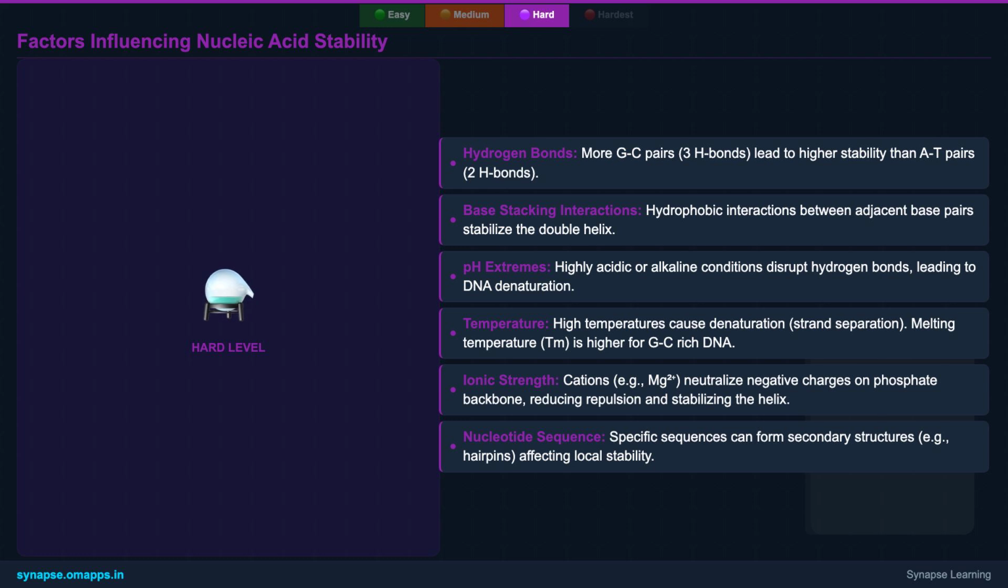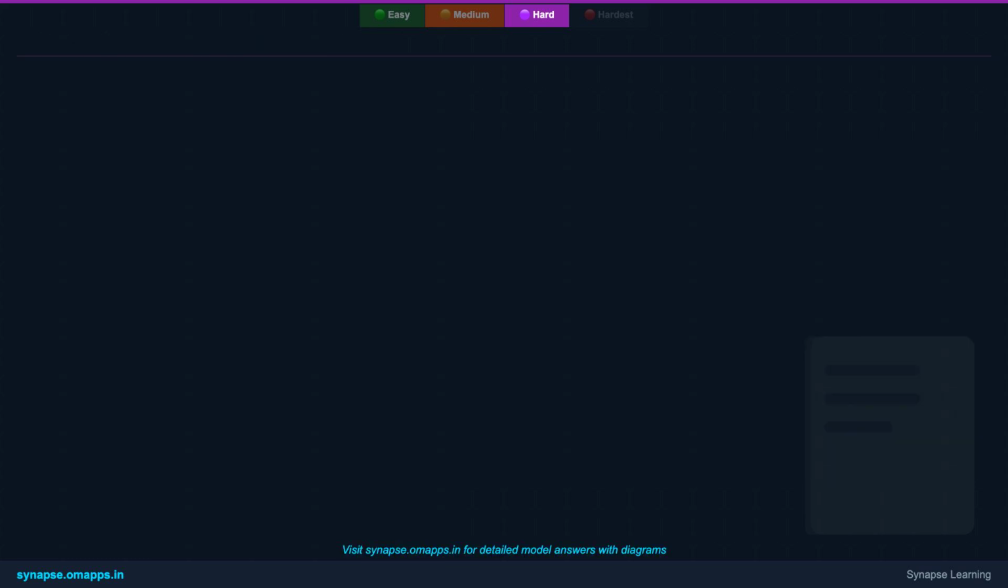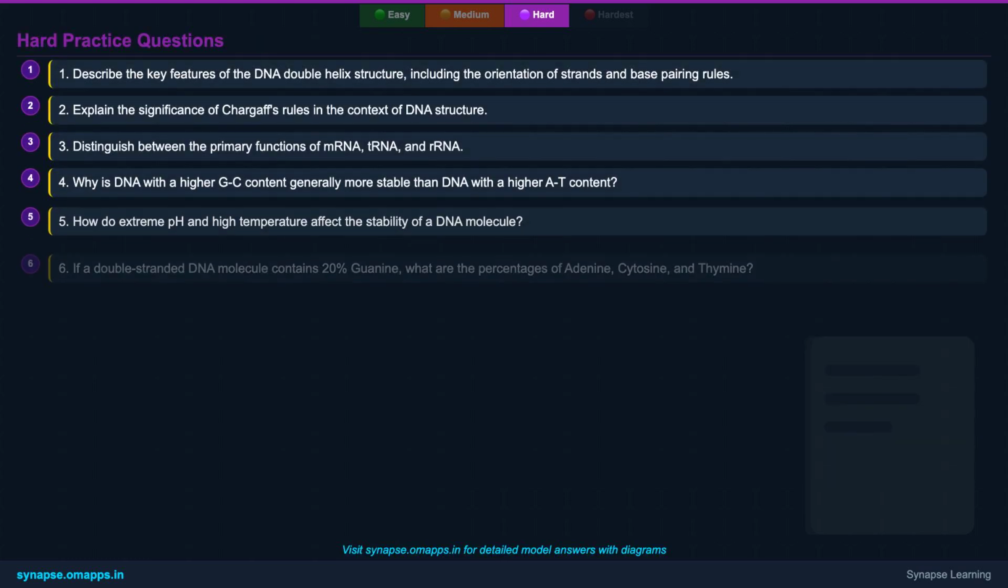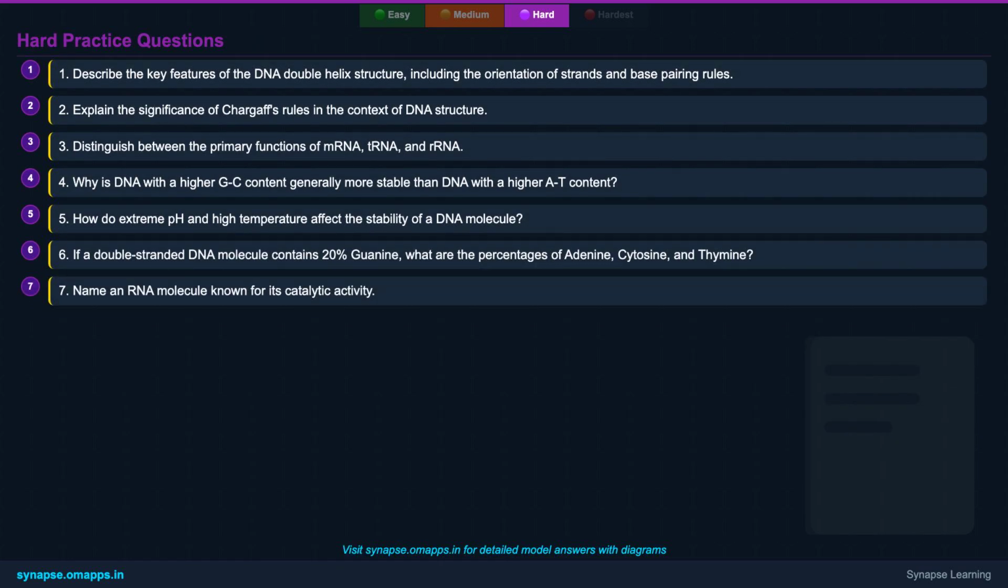The melting temperature, or TM, is a measure of this stability. Additionally, the presence of ions like magnesium helps stabilize the negatively charged phosphate backbone, further contributing to the overall integrity of the nucleic acid structure. Now, for some hard-level questions to solidify your knowledge.